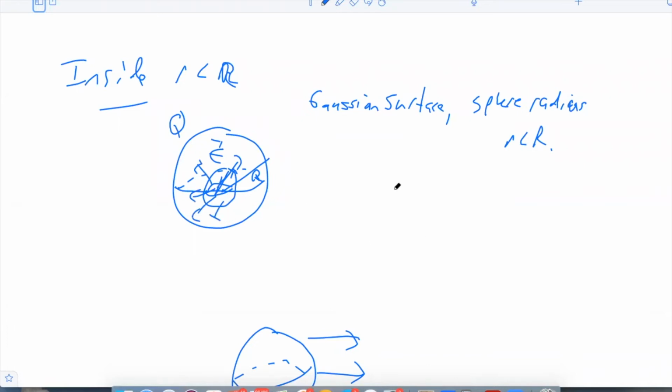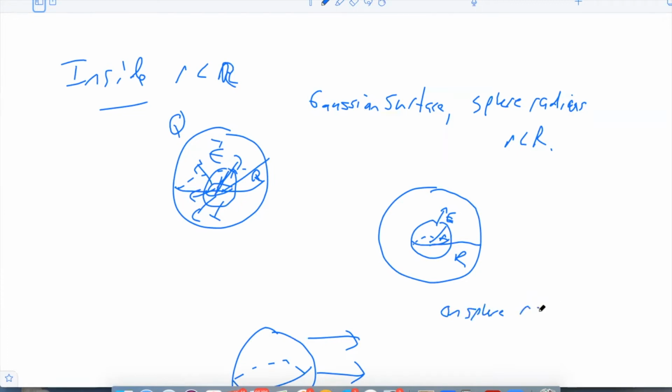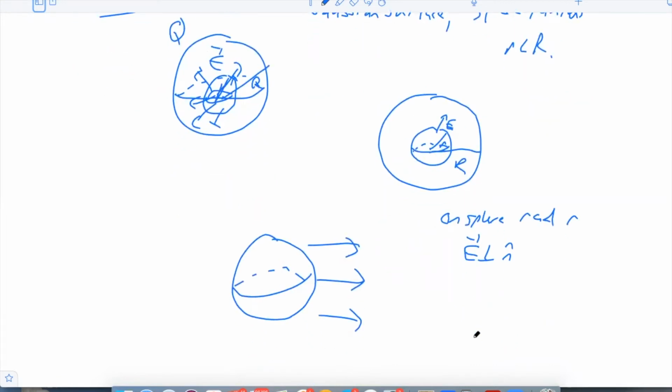So here's my big circle. Here's my little circle, little r. E points directly out from it. So on that surface, on that little sphere of radius r, E is parallel to the normal vector. That's important.